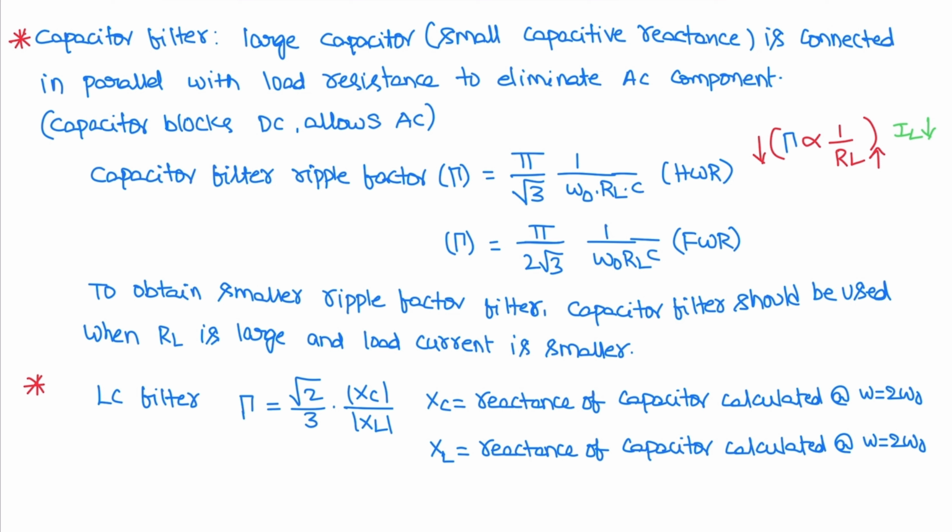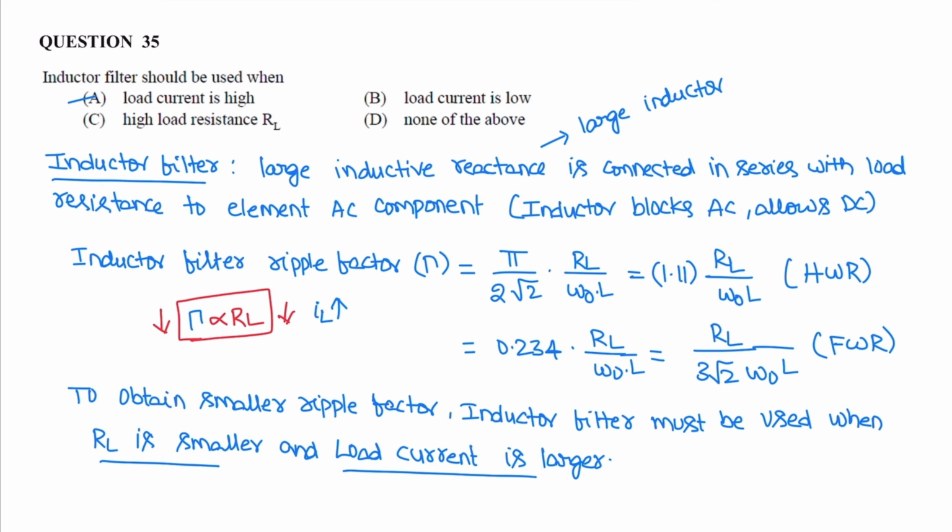In an LC filter, the formula for ripple factor is root 2 by 3 times mod XL by XC. So the LC filter ripple factor gamma is independent of load. These three are important. In an inductor filter, ripple factor is directly proportional to load. In a capacitor filter, ripple factor is inversely proportional to load. In an LC filter, ripple factor is independent of load. So the correct option is A here. High load current applications use the inductor filter.